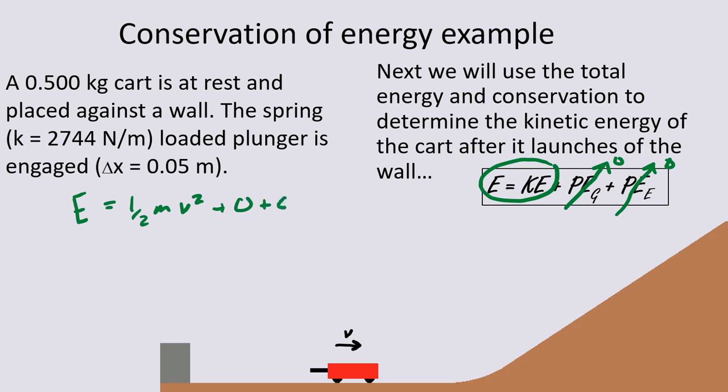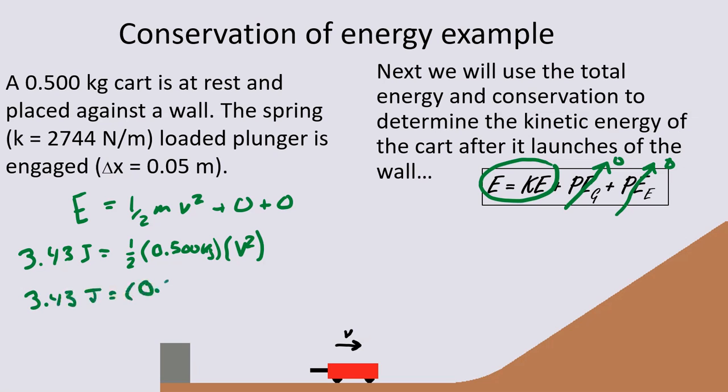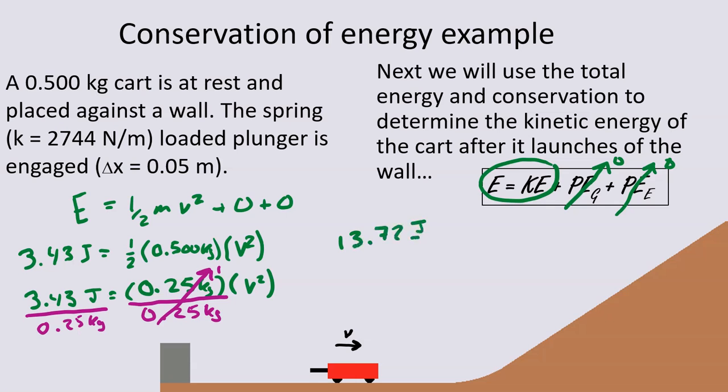We have our 1/2 mass times speed squared for the kinetic energy, and then we put in some zeros for our two potential energies in this case. Go ahead and put in our energy. We'll substitute in our mass of 0.5 kilograms and do a little math here. So now we take our 0.25 kilograms, cancel that out on both sides, and we end up with 13.72 joules per kilogram equals our speed squared.